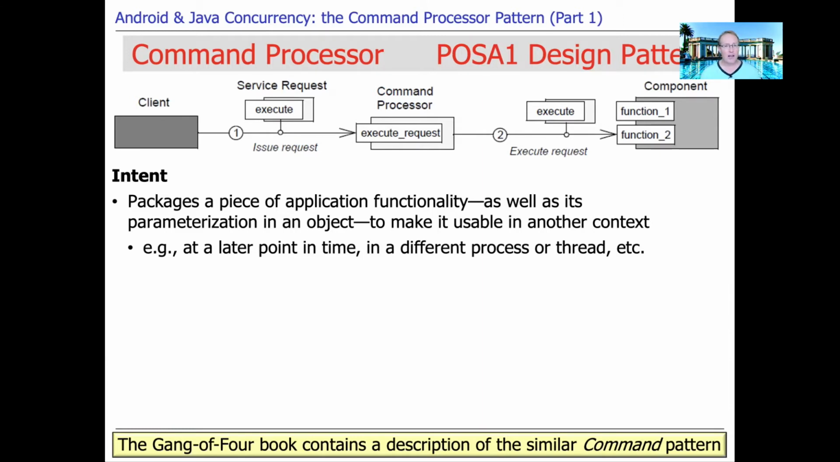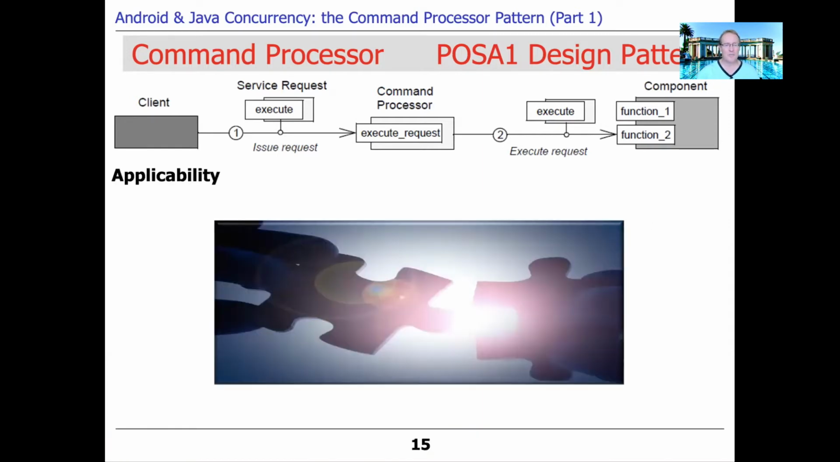The Gang of Four book has a similar description for a pattern called the command pattern. And this pattern is quite a bit like the command processor pattern, but the main difference is that the command pattern doesn't really talk about doing things in multiple threads or multiple processes. It really talks about packaging up capability in the form of an object and then passing it around. But it's not really dealing with the concurrency part, whereas command processor is really focusing more on concurrency.